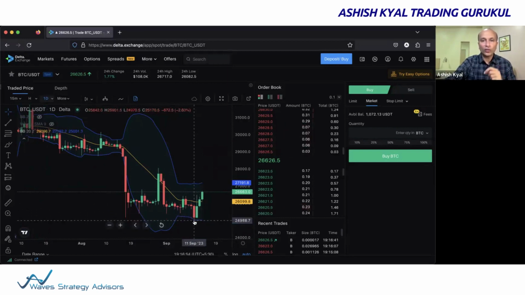found support at the lower end of the band. This is a daily time frame chart on Bitcoin. It took support here at the lower end of the band and reversed from there.